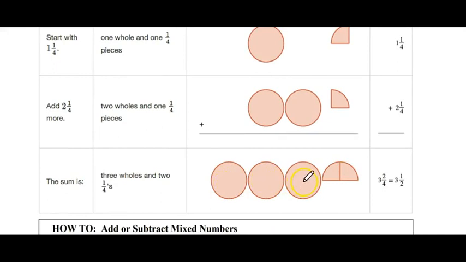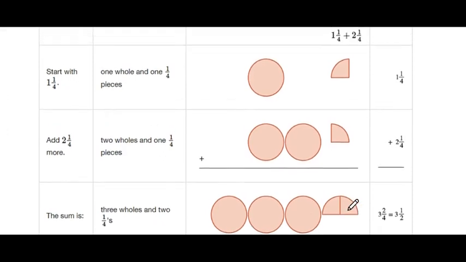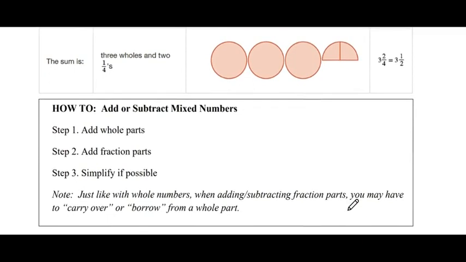So you added the whole parts, you added the fraction parts, you got 3 2/4, and then you reduce 2/4 to 1/2. And you can see it even on the picture, 2/4 is the same as 1/2. So from this very short example, we are ready to formalize the rule how to add or subtract mixed numbers.